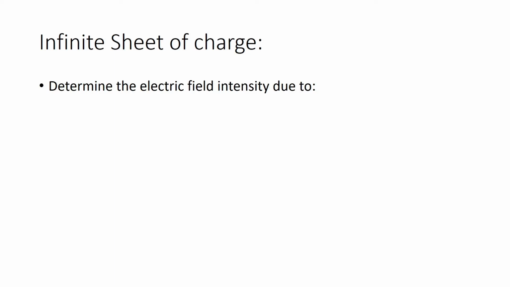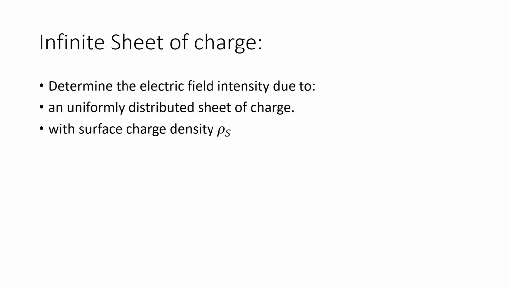In the previous module, we have seen the introduction to electrostatics, and we have also discussed a physical vector phenomenon called electric field intensity, and we have determined the electric field intensity because of a line charge. In the current module, we would like to determine the electric field intensity due to a uniformly distributed sheet of charge with a surface density of rho s.